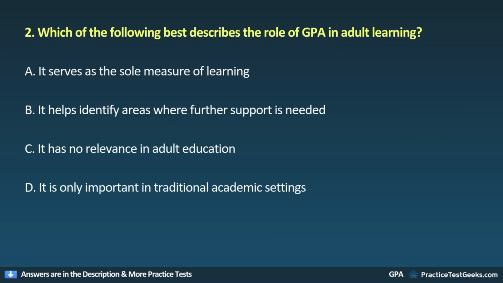2. Which of the following best describes the role of GPA in adult learning? A. It serves as the sole measure of learning. B. It helps identify areas where further support is needed. C. It has no relevance in adult education. D. It is only important in traditional academic settings.